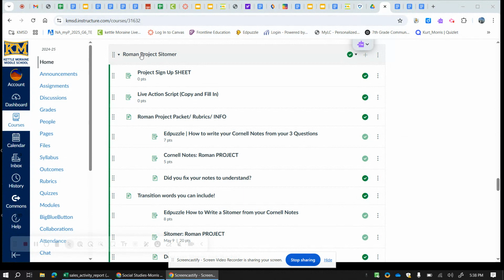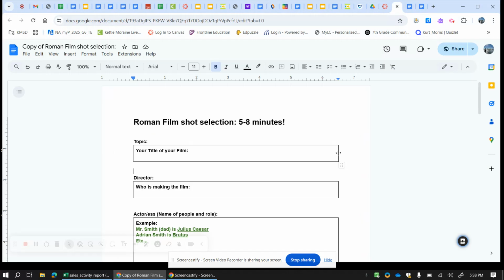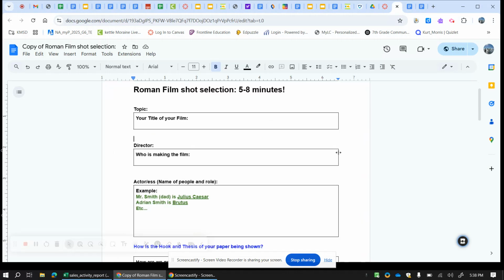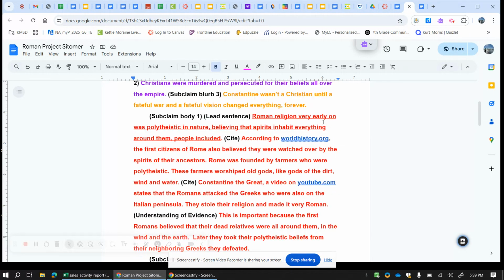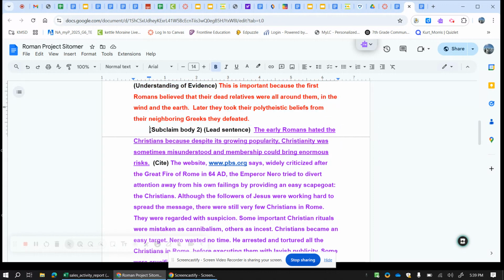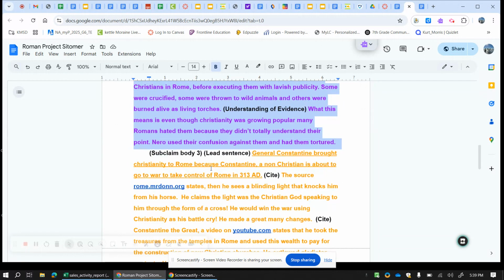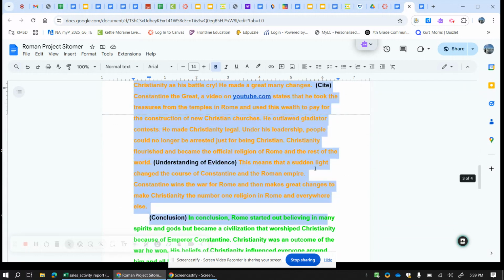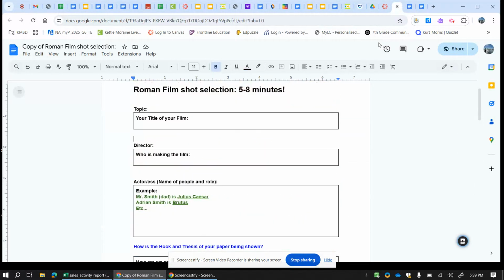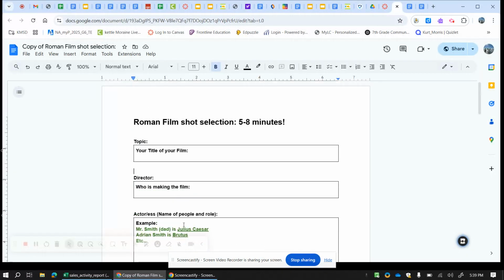So you're going to go to Roman Project Satomer section, and right underneath the project sign-up sheet where you signed up, you are going to click Live Action Script. You're going to click on this, and when you do so, you're going to get this. And you have to explain to me in 3 scenes, because you have 3 body paragraphs. You have subclaim body 1, subclaim body 2, and subclaim body 3. So you have 3 scenes that you are going to explain to me what your paper was about.